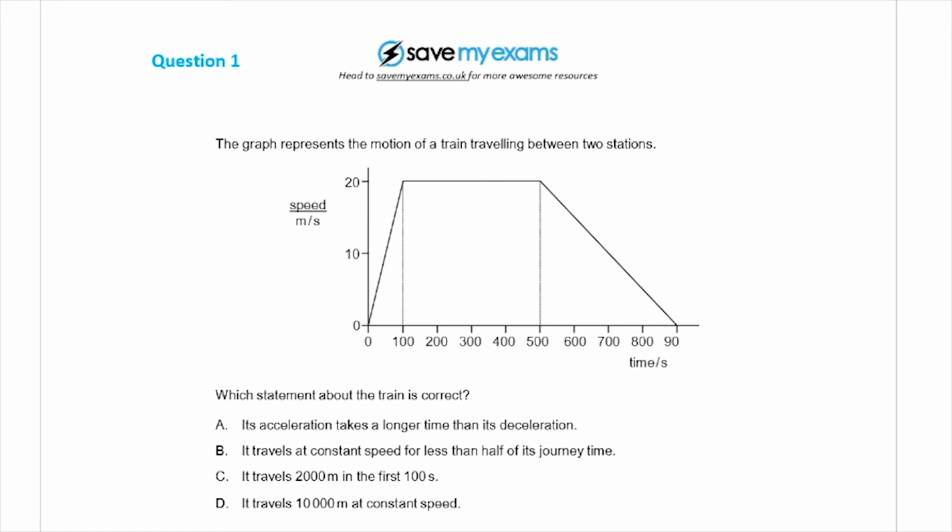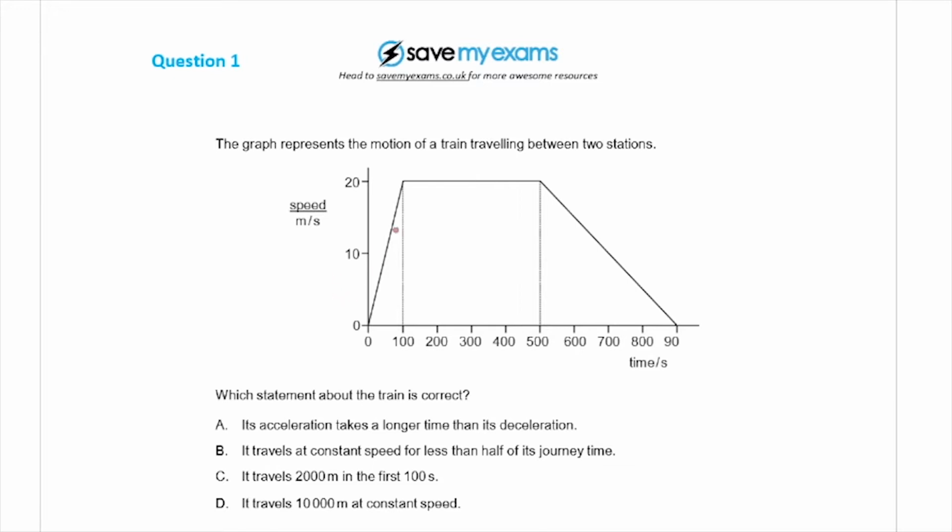So here we go. The graph represents the motion of a train traveling between two stations. Which statement about the train is true? A. Its acceleration takes a longer time than its deceleration.